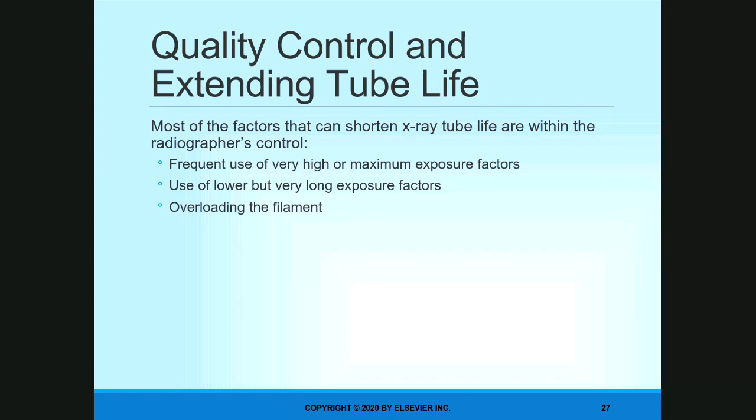All right, there's some things that actually shorten X-ray tube life, things like frequently using high or maximum exposure factors, using low but long exposure factors, like if you expose for a long period of time, and or if you overload the filament. So it has to all do with the thermal characteristics of X-ray production, and these are things that we absolutely can control, right? And we have to be mindful of that so that we don't clear out the tube before it's time.